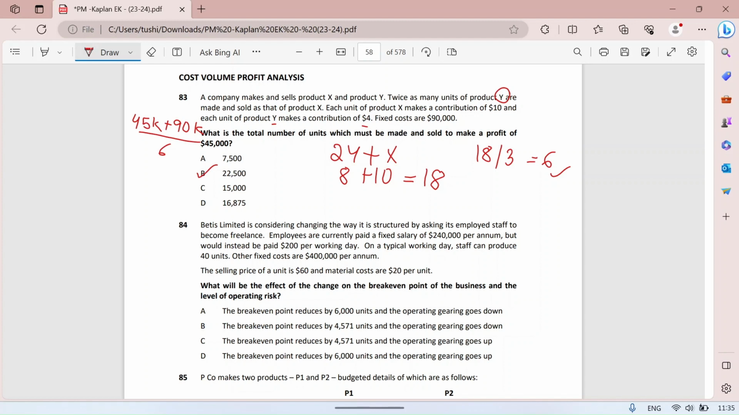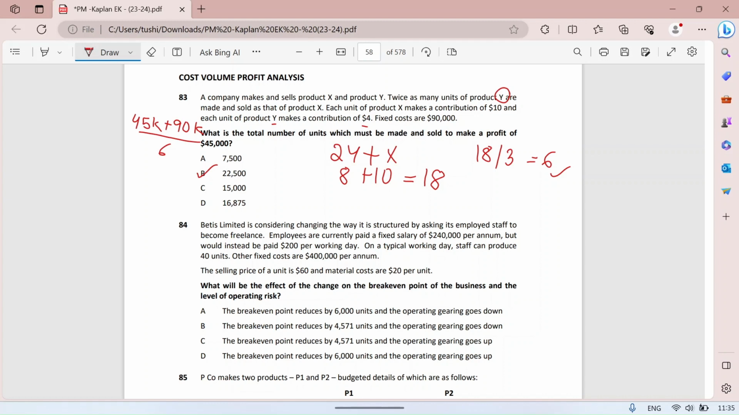Moving on to the next one, Betis Limited is considering changing the way it is structured by asking its employee staff to become freelance. Employees are currently paid a fixed salary of $240,000 per annum, but would instead be paid $200 per working day. On a typical working day, the staff can produce 40 units. Other fixed costs are $400,000 per annum. So we have to find out what will be the effect of the change on the break-even point of the business and the level of operating risk.